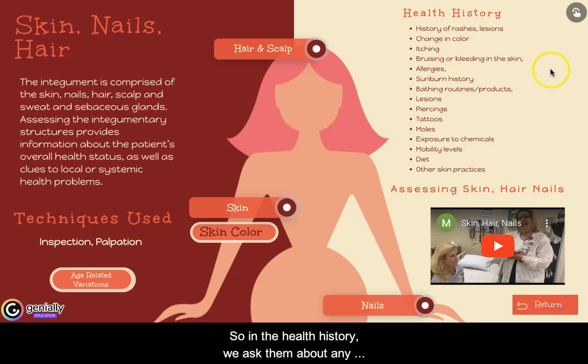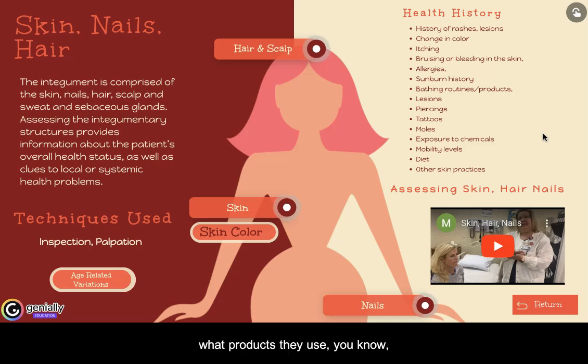So in the health history, we ask them about any rashes or lesions, any changes in color in their skin or hair or anything like that, other than normal aging, right? Do they have any itching, any bleeding or bruising, any allergies? How much time do they spend in the sun, and do they have any sunburn history? Their bathing routines, what products they use. You want to know if they have any piercings or tattoos or moles. Are they exposed to chemicals in their occupation or in their environment? Or what are their mobility levels like?